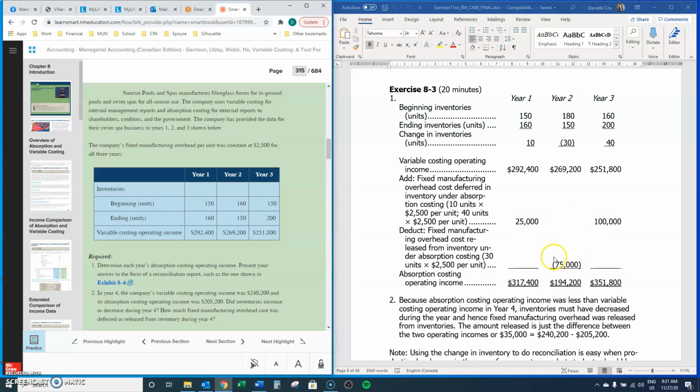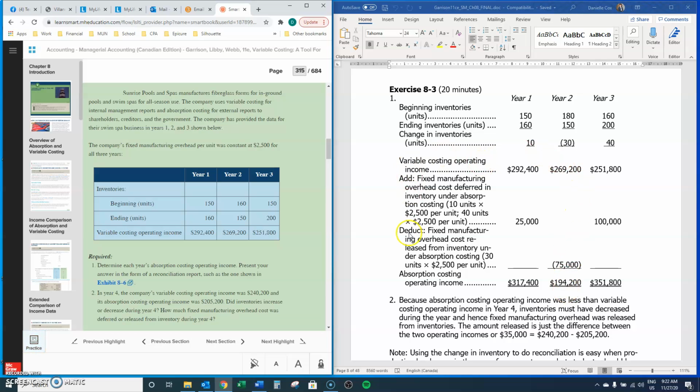What happened? Our inventories decreased, so that manufacturing overhead was released from inventory. So that is what happens here. Inventories have decreased, and overhead was released from inventories. And the amount of fixed manufacturing overhead cost that was deferred or released is just the difference between the variable and the absorption costing income.